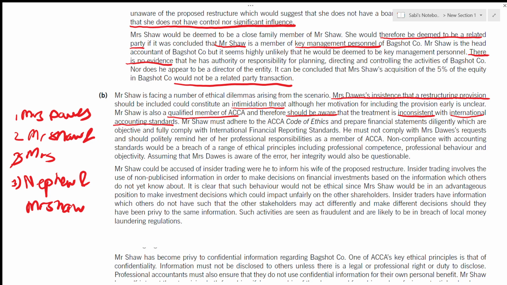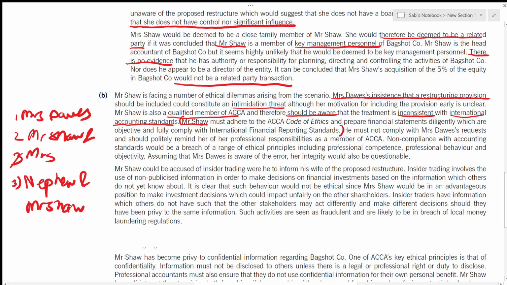So Mr. Shaw must adhere to the ACCA Code of Ethics and prepare financial statements diligently which are objective and fully compliant with IFRS. This is kind of a recommendation. This is kind of an action which Mr. Shaw needs to do. They are saying here, right? Mr. Shaw, from here to here, it's kind of an action if you see. He should adhere to the ACCA Code of Ethics, prepare financial statements diligently which are objective and fully comply with IFRS. He must not comply with Mrs. Davis' request, right? You need to mention these points.